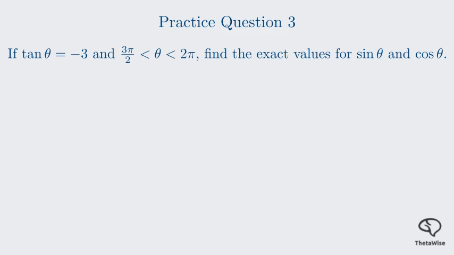First, determine the signs of sine and cosine based on the quadrant. Second, use the Pythagorean identity to set up an equation in terms of a single trigonometric function. Pause the video and solve this now.